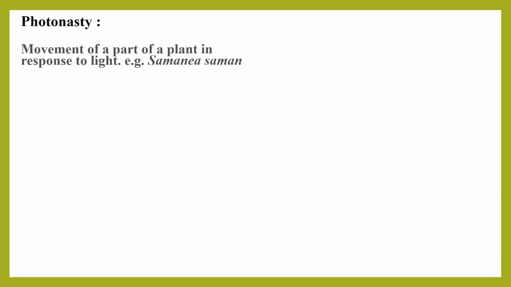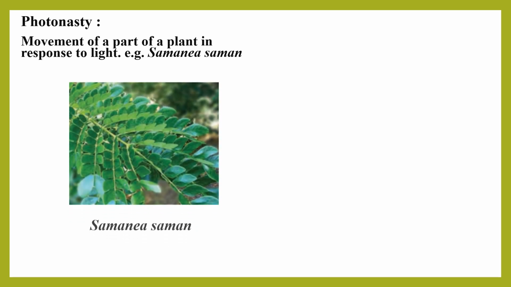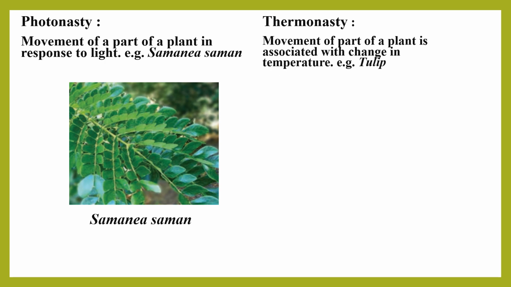Photonasty: movement of a part of a plant in response to light. Example, Samanea saman. Thermonasty: movement of a part of a plant associated with change in temperature. Example, tulip.